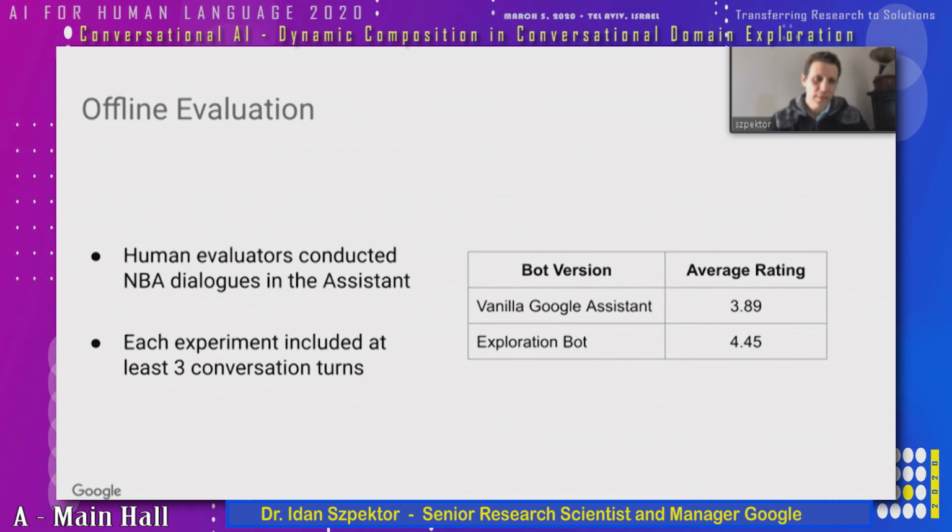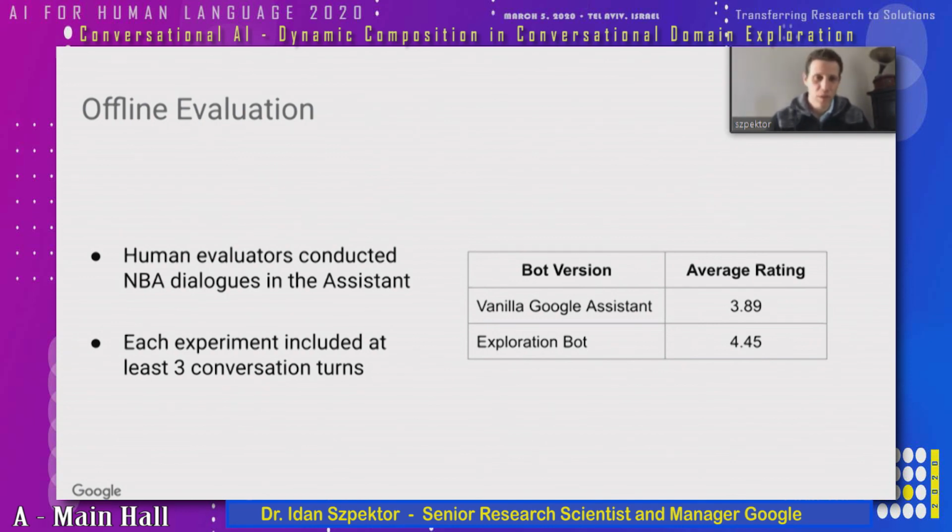And first we had human evaluators, others than the ones who rated, conduct conversations with the assistant around NBA. They were asked to have at least 3 conversation turns, like 3 user inputs, and rate the conversations, and they were randomly given the vanilla Google Assistant or the one with our bot integrated. And as you can see, we've seen a nice improvement with our bot when they were scaling between 1 to 5.